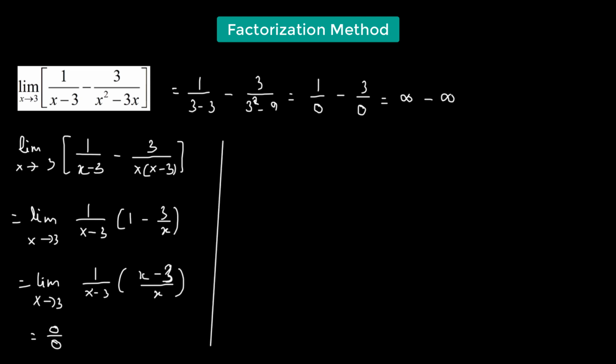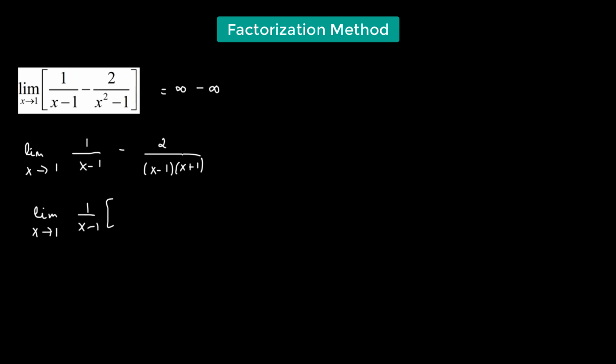Now this indeterminate form 0 over 0 is occurring because we have x minus 3 as the common factor in both the numerator and the denominator. So let's get rid of it and rewrite the rational function as 1 over x. So now we substitute the value of x, so that gives us 1 over 3, which is going to be the limiting value.